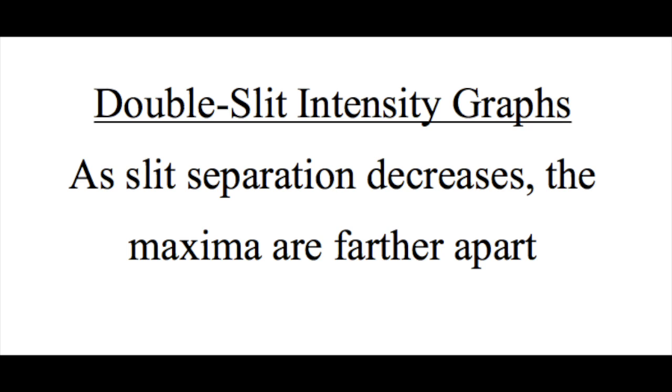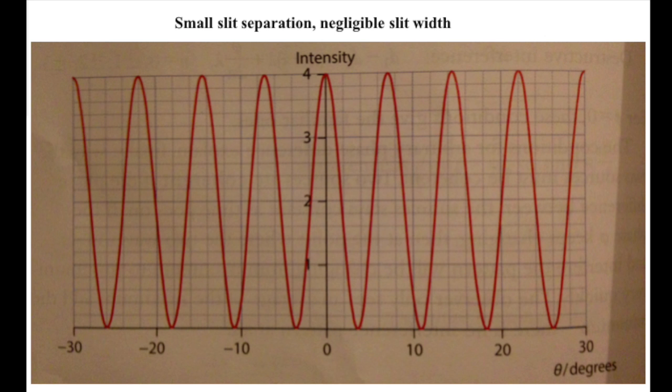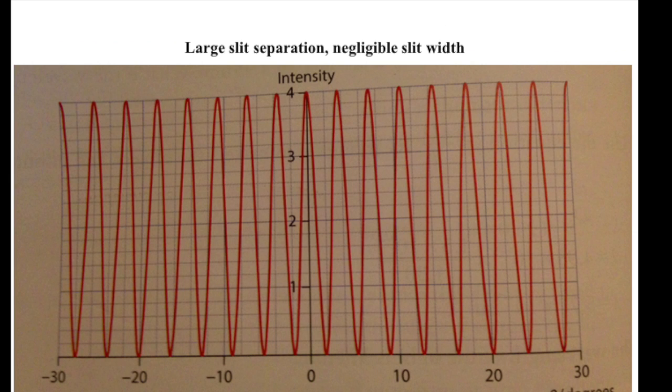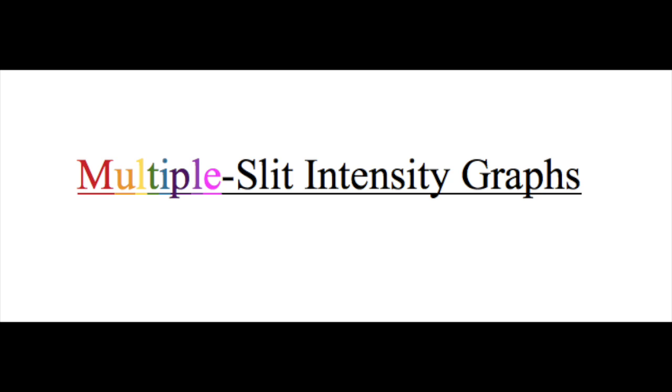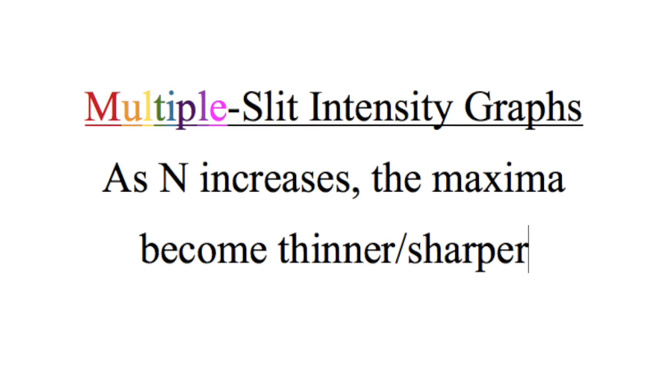When looking at double slit intensity graphs, it's important to note that as the distance between the two slits decreases, the maxima are further apart. Looking at these two graphs, the graph on the top displays two slits with a smaller separation, while the graph on the bottom shows two slits with a larger separation.